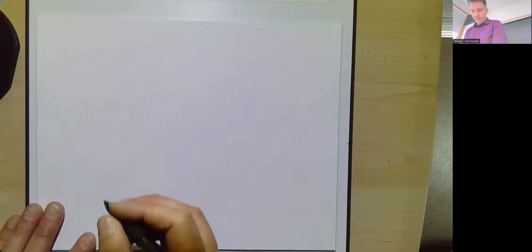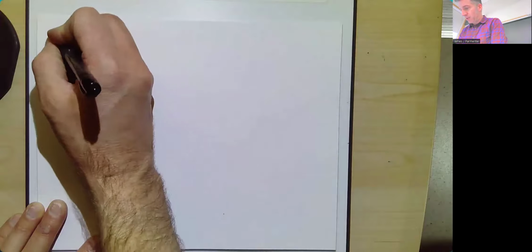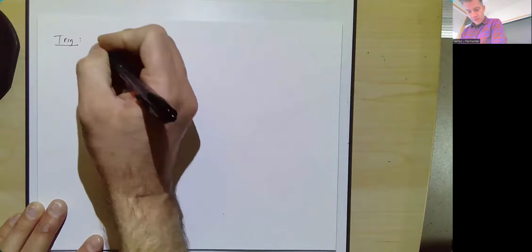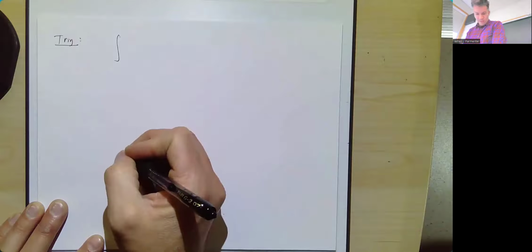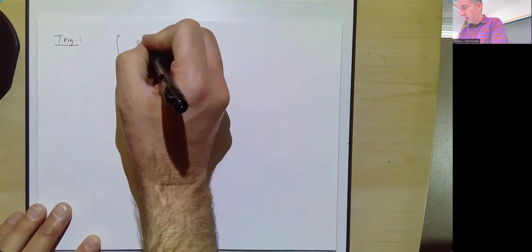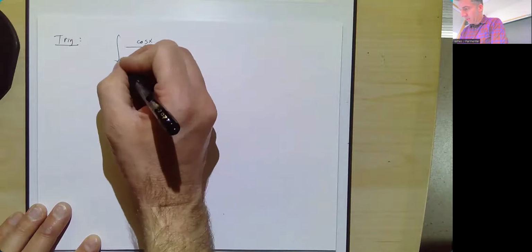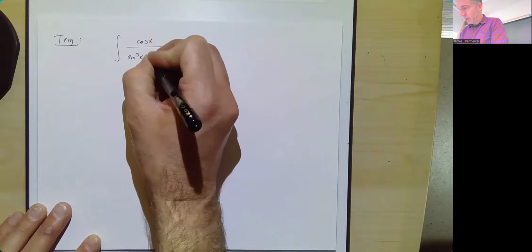Let me start with an example and then we'll go from there. So let's say we have the following integral. Let's do some trig integrals. The integral of cosine x over sine cubed x plus sine squared x.